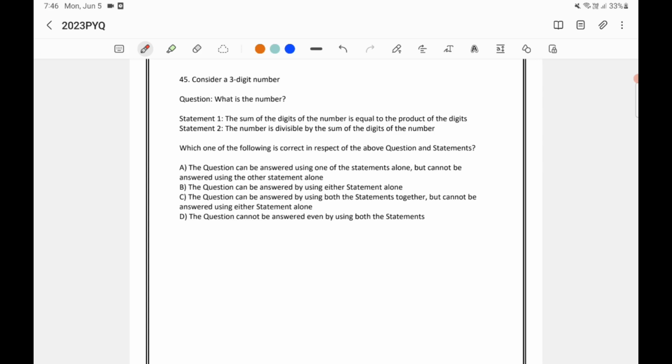Okay. Now statement 1 says that the sum of the digits of the number is equal to the product of the digits. So we know that if it's a 3-digit number, then the digits will be 1, 2 and 3. Because 1 plus 2 plus 3 is 6 and 1 into 2 into 3 is also 6. So that is the only possibility. So here it could be 1, 2, 3.